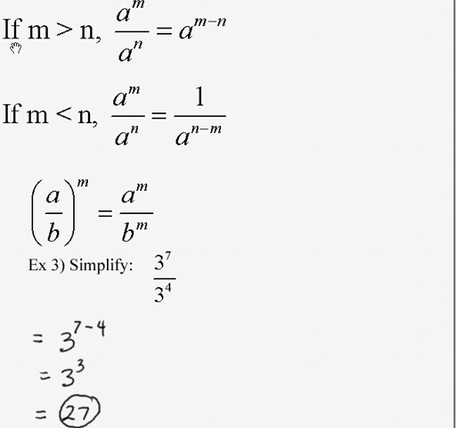So there's this law of exponents. When you're dividing and the bases are the same, keep the base, subtract the exponents, large minus small. If the numerator's exponent is larger, then we don't have to take the reciprocal of the number.